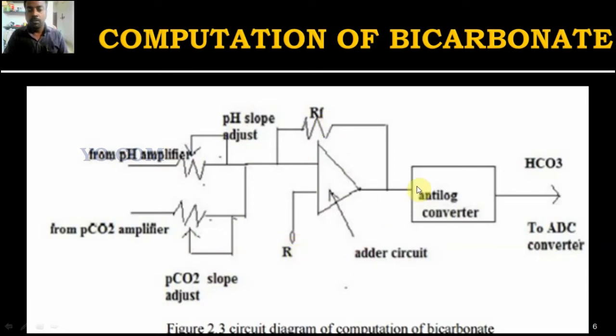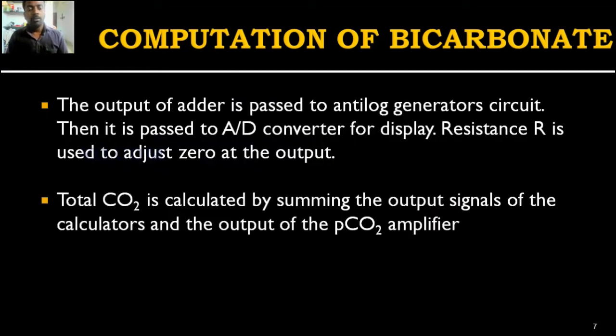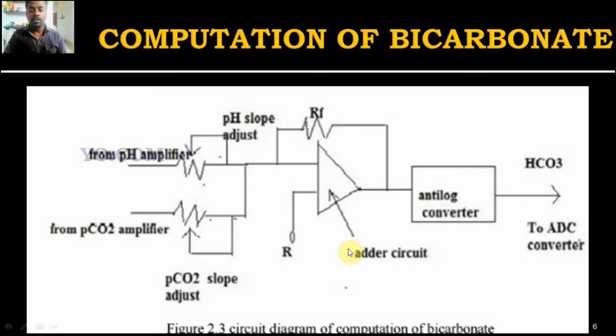The output of the adder is given to the antilog converter. The output is HCO3, which is given to the ADC. The analog to digital converter converts this analog input into digital, and it is used for storing and displaying. The output of the adder is passed to the antilog generator circuit, then to the analog to digital converter for display. The resistance R is used to adjust the zero at the output.